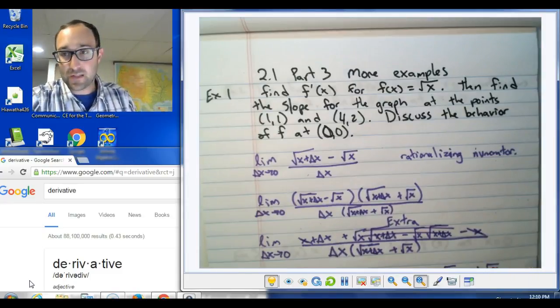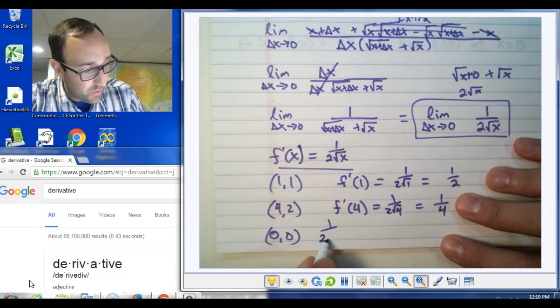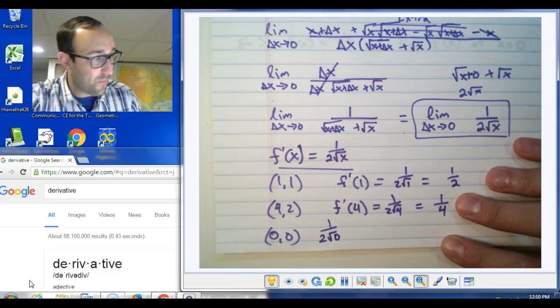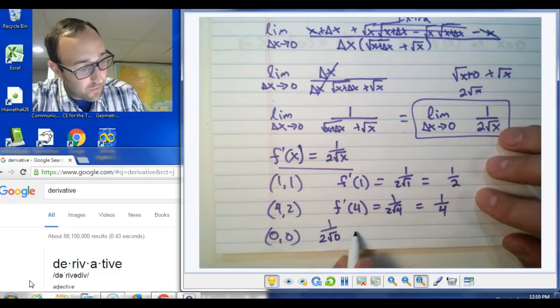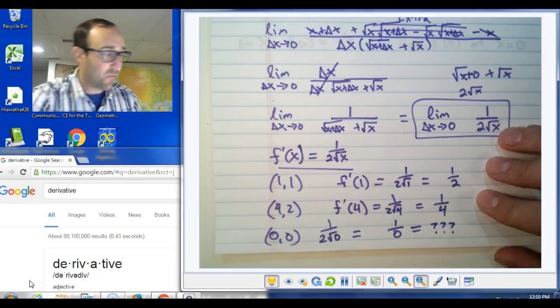Last thing it asks us to do: discuss behavior at (0, 0). So if I plug in 0 for that x, I get 1 over 2 square root of 0. That's going to be 1 over 0. And that's going to be, uh-oh, we have a problem.